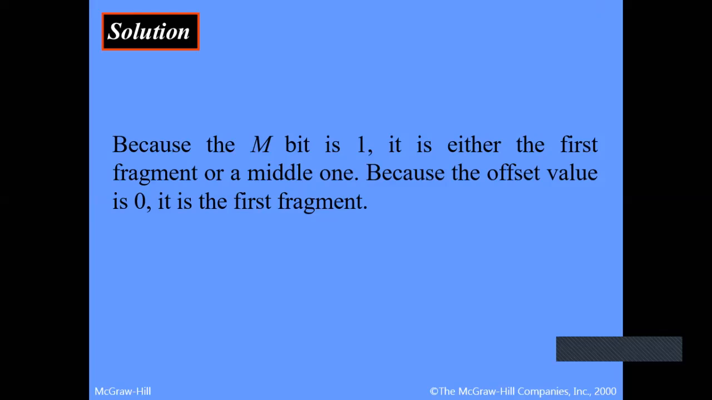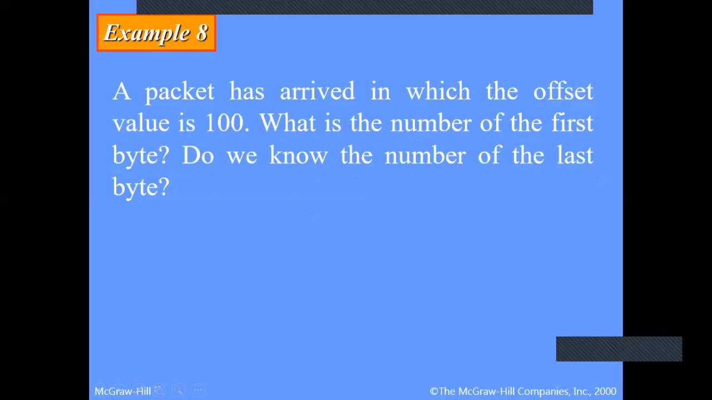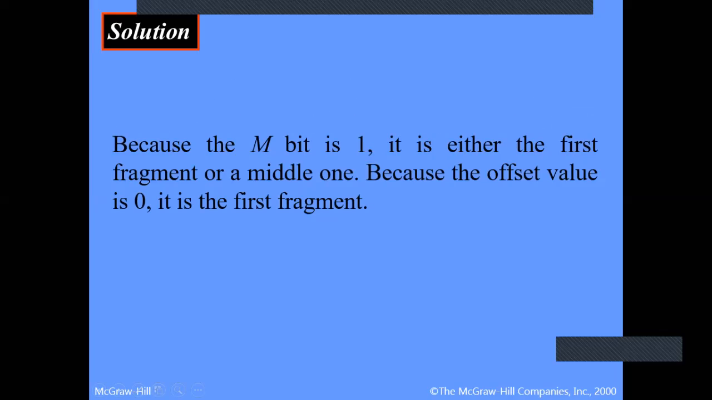How can we check it is the first fragment? Because the fragment's first byte position divided by 8 equals the fragmentation offset. If it is 0, that means it is the first fragment. Clear? If you have any doubt, please raise your hand.